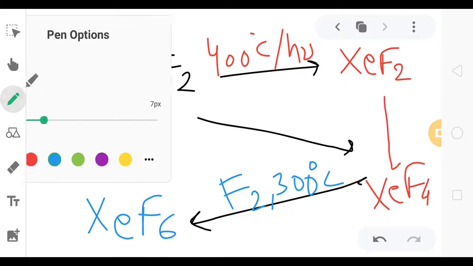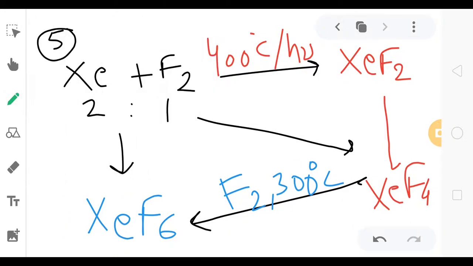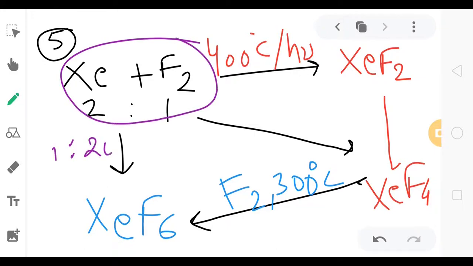You can also get this product directly from your initial mixture if you keep a 1:20 mixture. If you are keeping a 1:20 mixture at 500 degrees centigrade, if you are keeping your reaction mixture at 1:20, then you will be getting your hexafluoride.